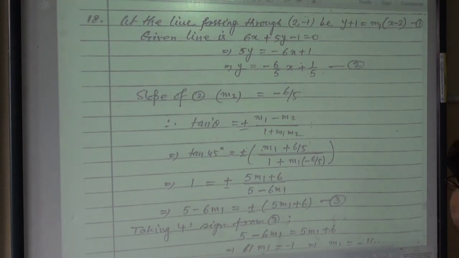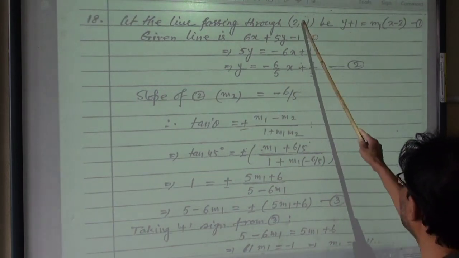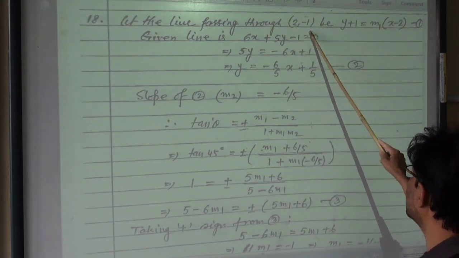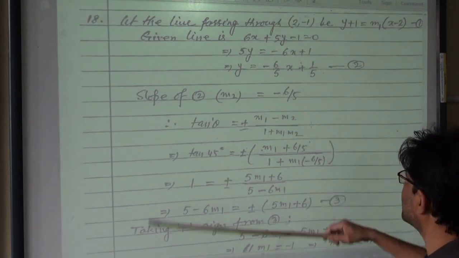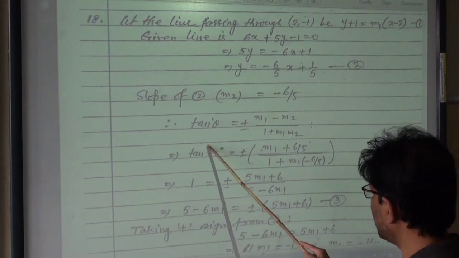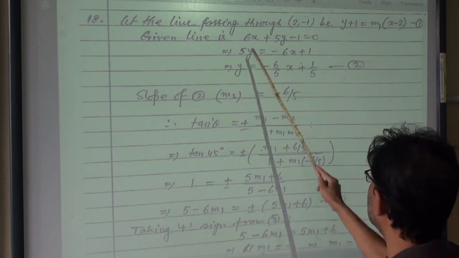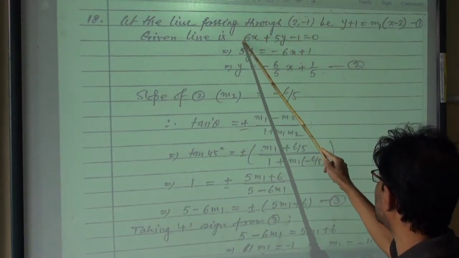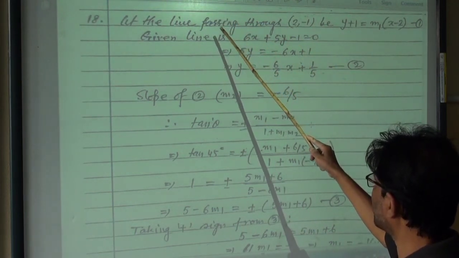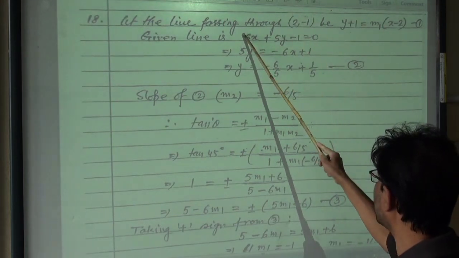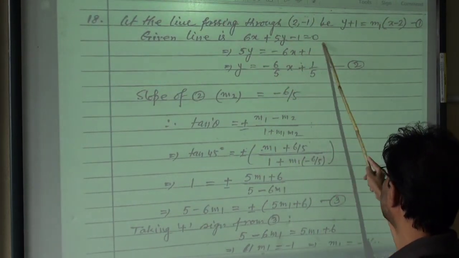In this question it is given, find the equation of the line passing through this point, 2 minus 1. You have to find out the equation of the line passing through this point and making an angle 45 degree with this line. This is the question. You can see your book. I don't have the question with me. Most surely the question is find the line passing through this point and making an angle 45 degree with this line.